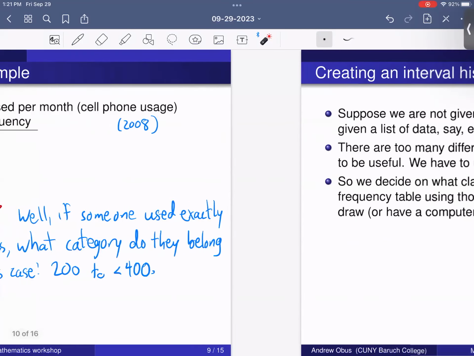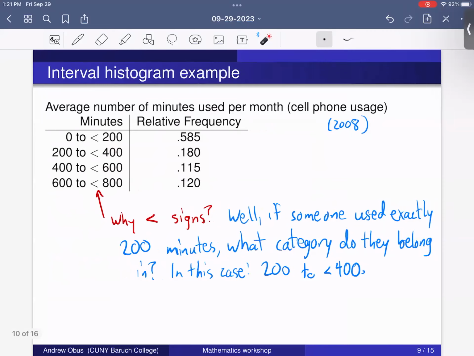Okay, so let's draw this histogram. I'm going to draw this one using the social science website that we had, and then the third example that we're going to do, I'll use Excel. Okay, so let's see, what do we have here?